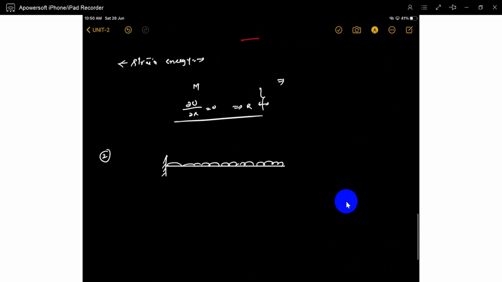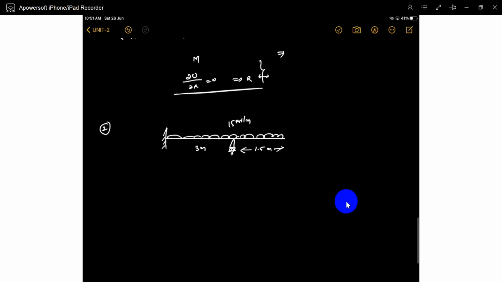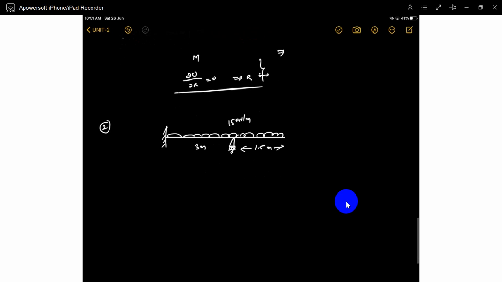Okay, that's it. So this is 15 kilonewton per meter. This is 3 meters. This is 1.5 meters. That's 1.5. Can you solve it? Solve it. Find out the RB. That is the first question. Find out the extra redundant. That is, RB is redundant. So find out the RB.